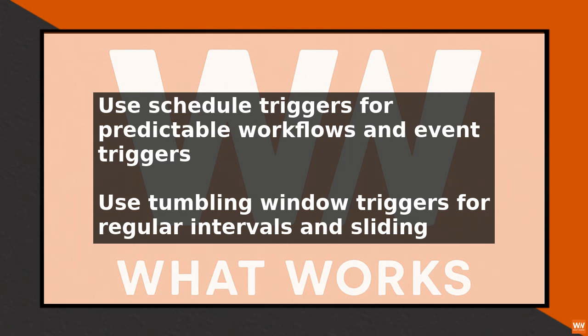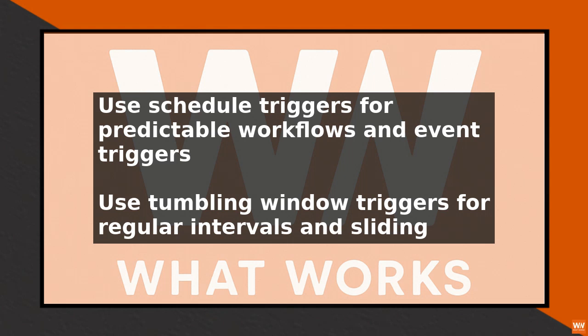To get the most out of Azure Synapse trigger types, follow these best practices. First, use scheduled triggers for predictable workflows and event triggers for real-time data processing. Second, consider the frequency and timing of your pipeline runs to avoid impacting performance. Third, use tumbling window triggers for regular intervals and sliding window triggers for dynamic conditions.